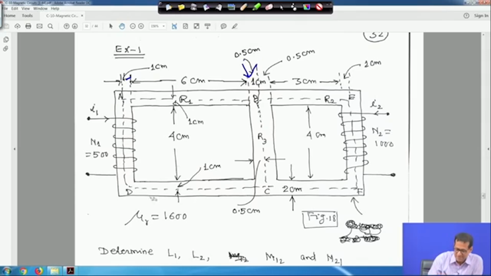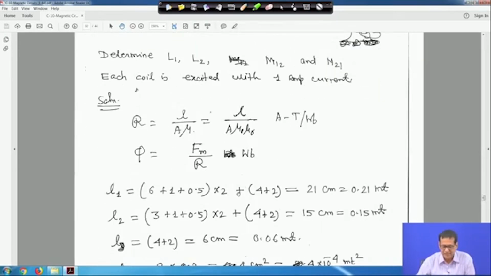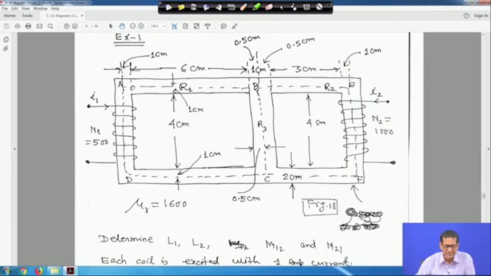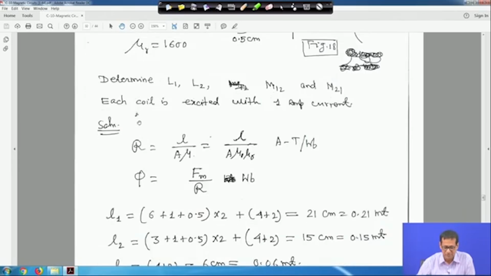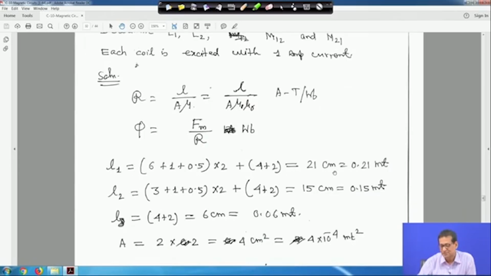And the same is on the other side also. It is 6 plus 1 plus 0.5, into 2. Here it is 0.5, the mean path, right. Plus, just see this, this is into 2 plus 4 plus 2. This side it is 4, and this is 1 and this is also 1. So 4 plus 2, so this is actually 4 plus 2, which is equal to 21 centimeter, that is 0.21 meter.